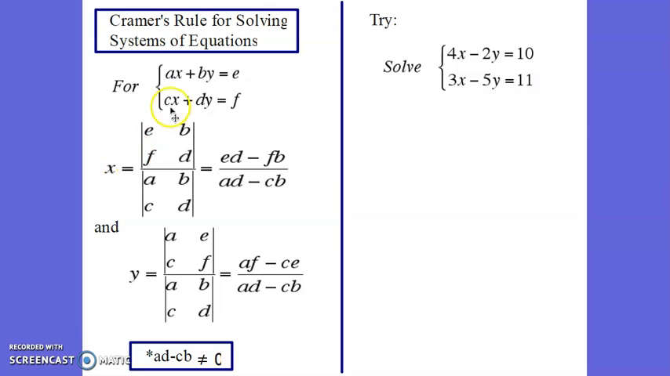Then to find X, what I'm going to do is take out the X coefficients, and I'm going to insert my constants. So notice E and F from the right are going in place of that first column. Whereas if I'm trying to find Y, that was the second column in my coefficient matrix here. So I'm going to take out B and D, and I'm going to put in E and F when I'm solving for Y down here.